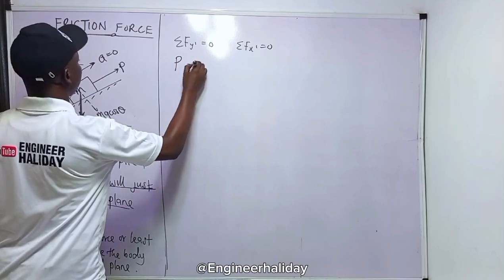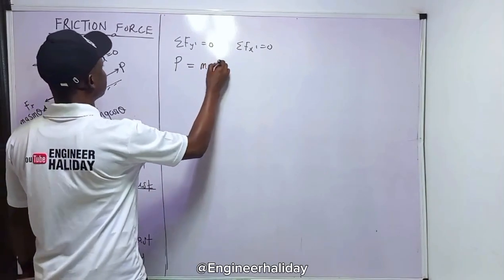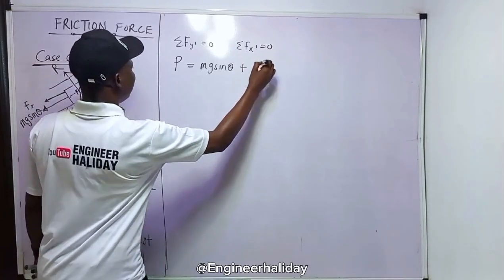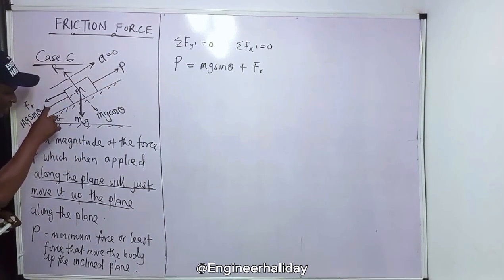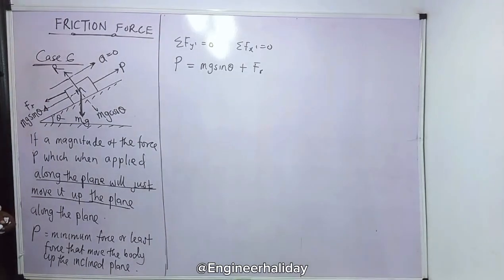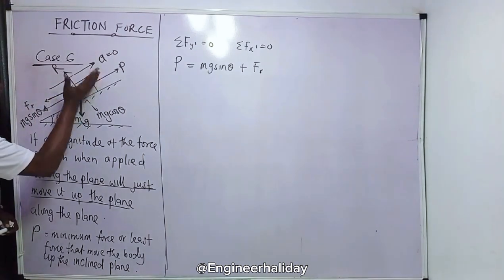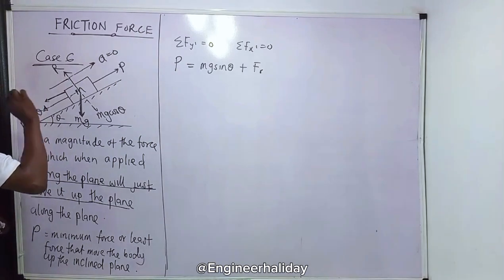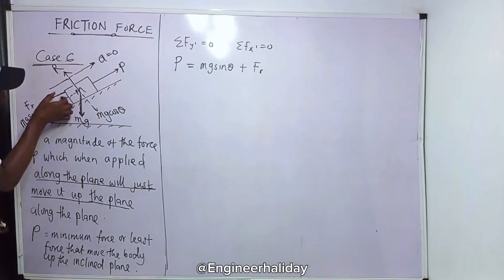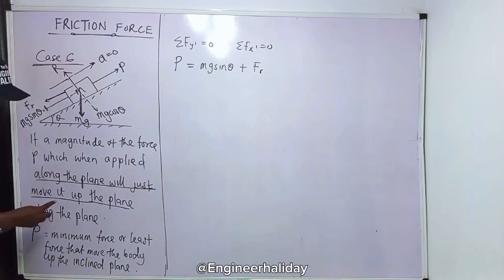We are going to have P, which is upward, equal to mg sin theta plus Fr. If I were to ask you now, which one is the minimum force? You are going to tell me that the least force is the two combined, because we have two forces on one side of the mass, going down. If I should ask you what is the least force among the one up and these two down, the two of them combined together are the least force, because the body is moving up.